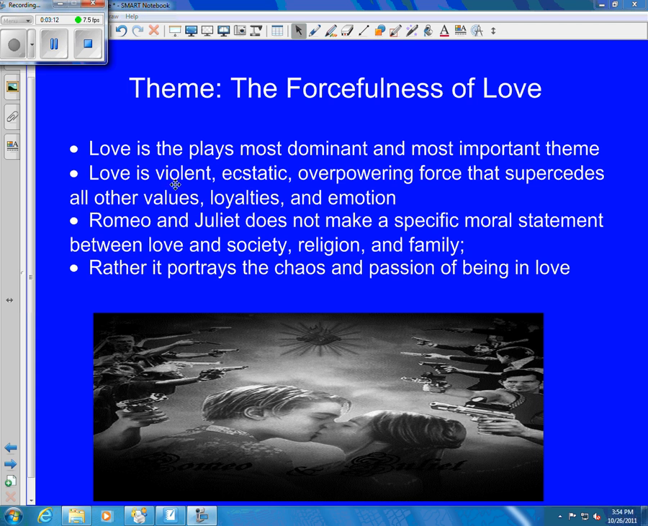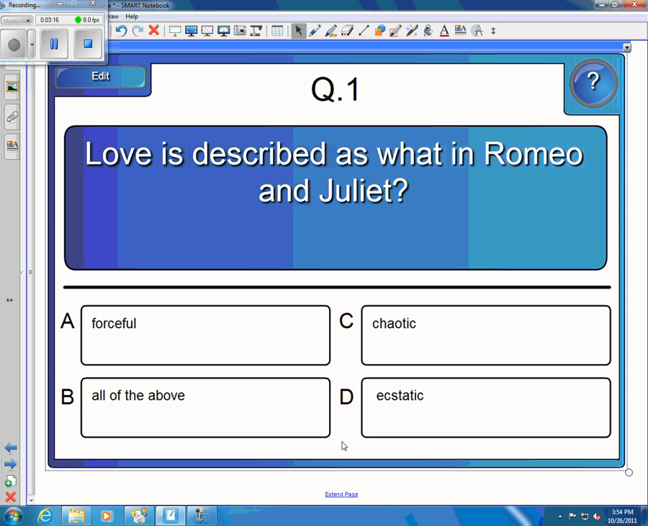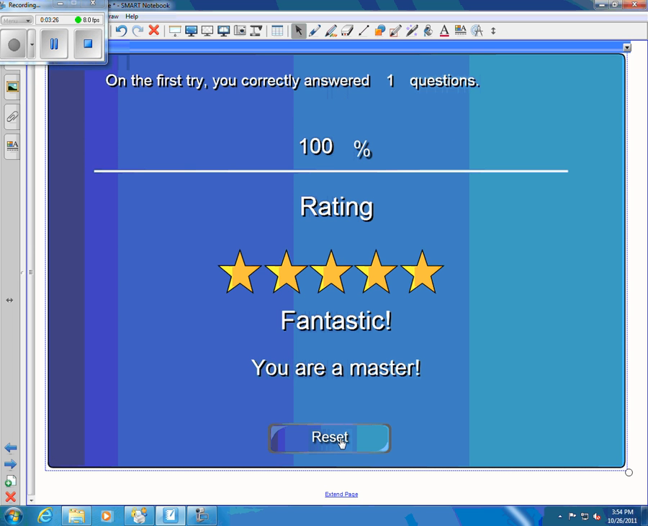All right, ready for another quiz? Love is described as what in Romeo and Juliet? Forceful, chaotic, ecstatic, or all of the above? All of the above. Very good.